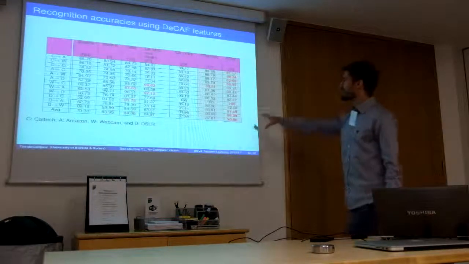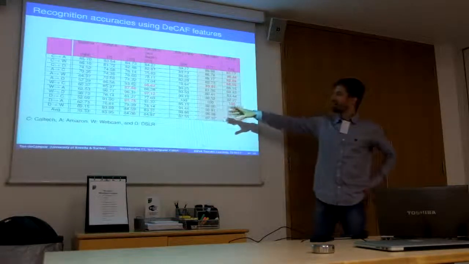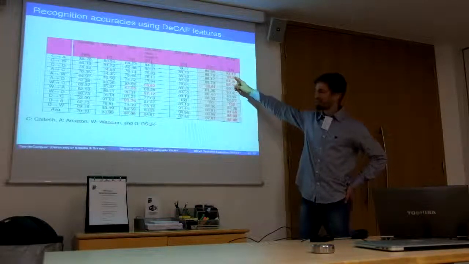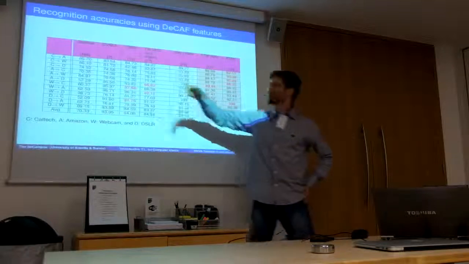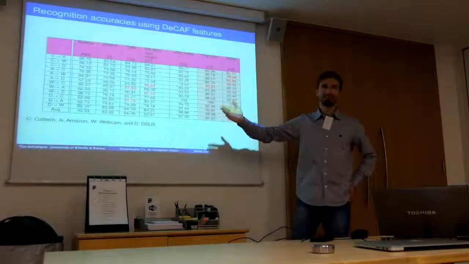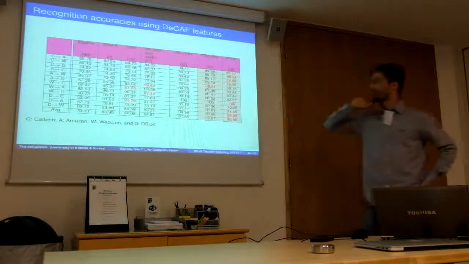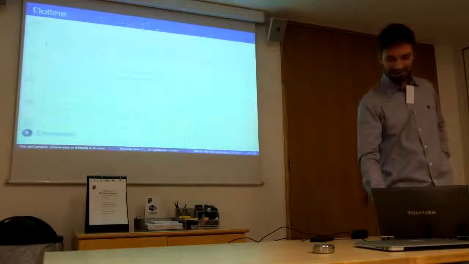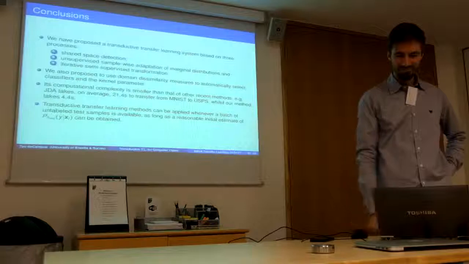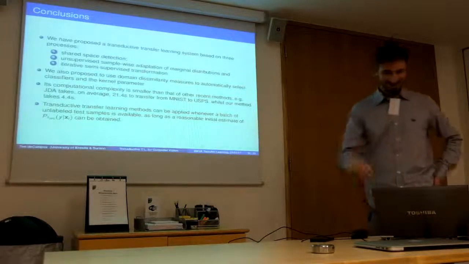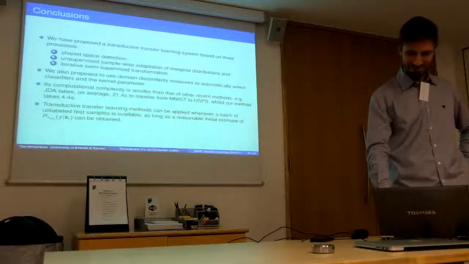This is using DeCAF features. You can tell that there's quite a significant improvement with our pipeline compared to just using a simple classifier on DeCAF directly. So there's quite a good jump there, which means you can still gain quite a lot by doing transfer learning on CNN features. This slide is just summarizing my talk, which I guess I don't need to do now.